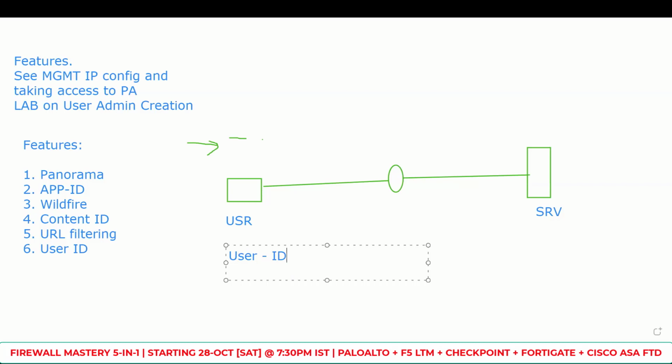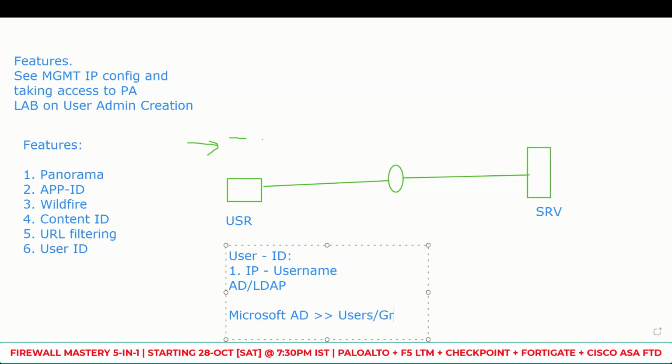User-ID. Palo Alto also provides you the feature of mapping the user's IP to username with the help of Active Directory or LDAP. LDAP is a protocol. Active Directory is the actual directory that we will probably be accessing in order to pull the data of the user's domain and the usernames. So, may it be Microsoft AD, from Microsoft AD you will have all the users, user groups, and their domains defined in there.